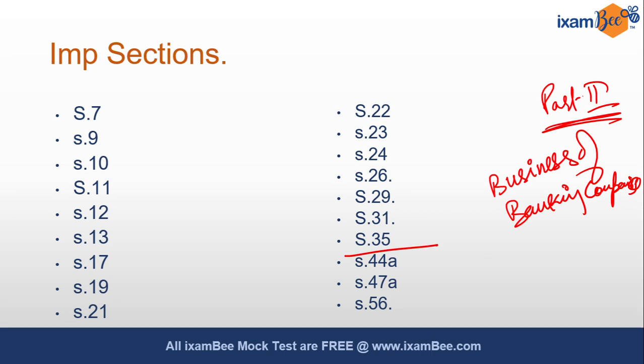And section 56 is picked over here as it is making the Act applicable to cooperative societies. So that's why this is determining the jurisdiction of this Act. Therefore, this section as well is important.